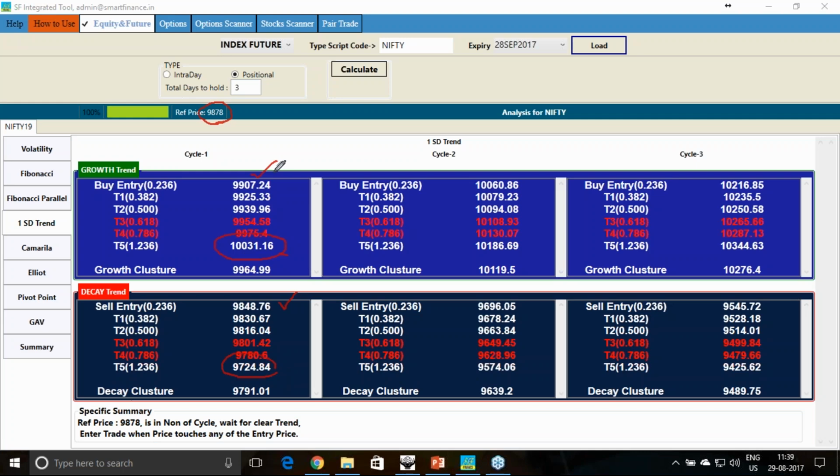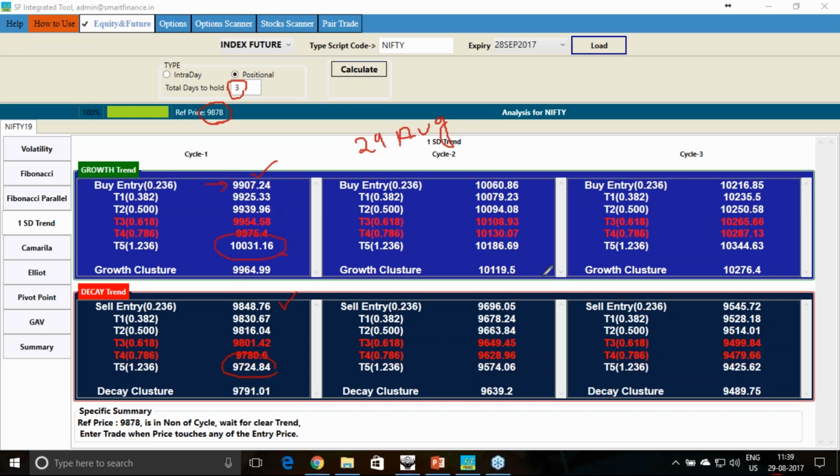So here I'll be waiting for this 3 days period. I have taken the calculation currently at 9878, on the 29th of August. So for the coming 3 trading days I'll be having these levels, and I'll be waiting for this breakout.